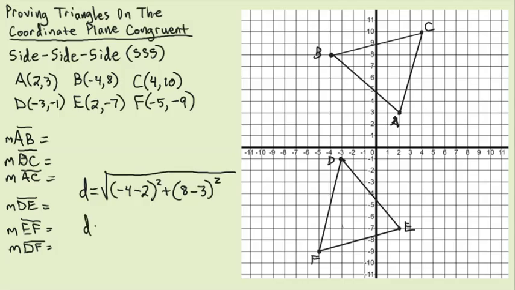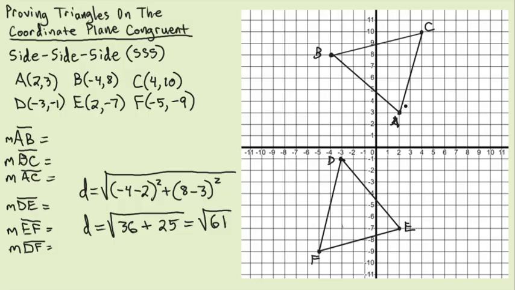Now, a lot of this you can just do in your head. -4 minus 2 is -6, and -6 squared is 36. So we'll have the square root of 36 plus 8 minus 3 is 5, and 5 squared is 25. So we need the square root of 36 plus 25. Well, 36 plus 25 is 61. So really, we just need the square root of 61.